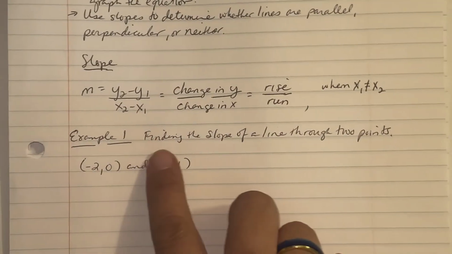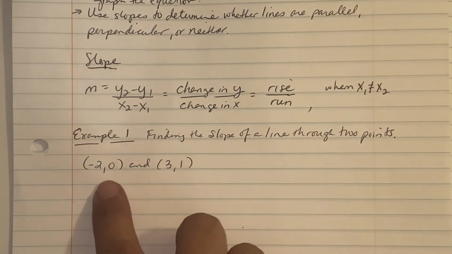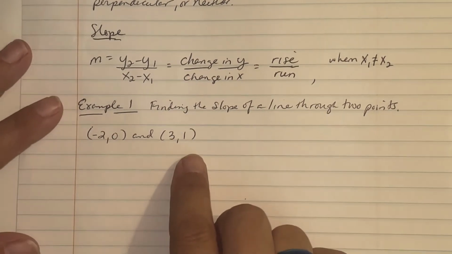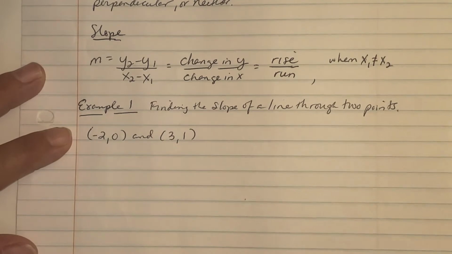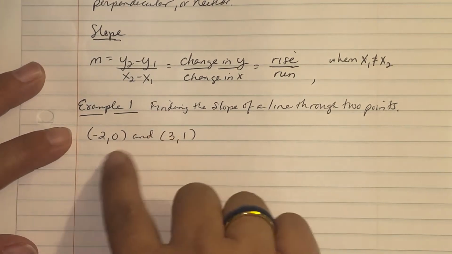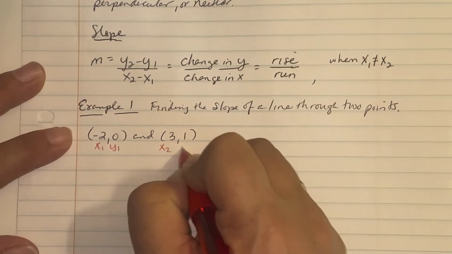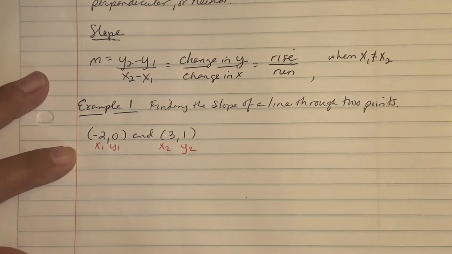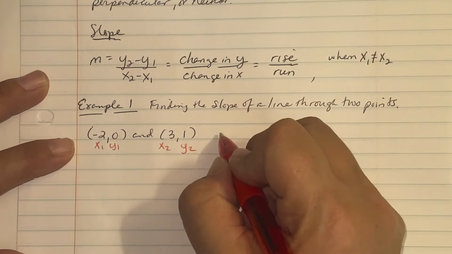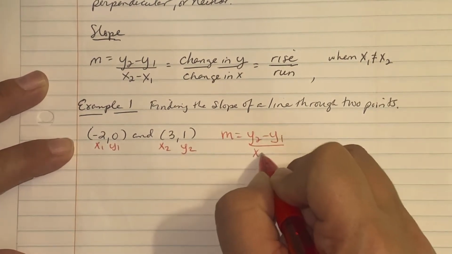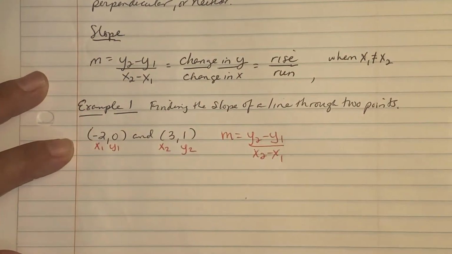So in example 1, it says finding the slope of a line through 2 points. So they gave us 2 ordered points, negative 2, 0, and 3, 1. So we're going to apply the slope formula. The first thing you need to do is label your ordered pairs. So this is x1, y1, x2, y2. Next, you're going to write your equation for slope. Slope is equal to y2 minus y1 over x2 minus x1.